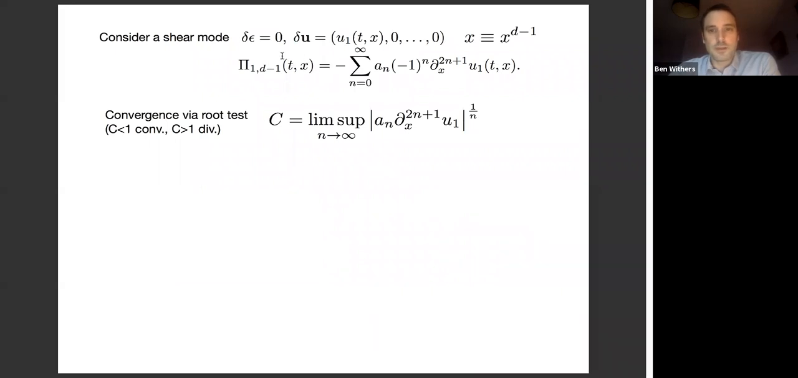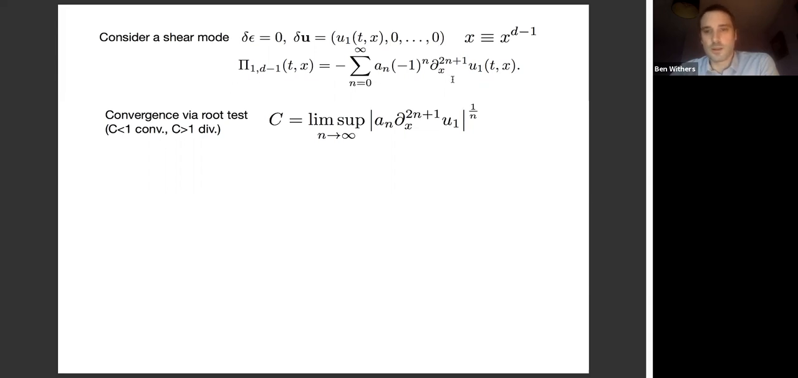Now what we want to do is consider, for example, a shear mode. So we're going to perturb around equilibrium with a delta U. This is a fluctuation of the velocity. And it's shearing because we've got the fluctuation in the first slot and the dependence is in the last slot. So this is x. So when you evaluate the contributions to the pi mu nu, this is the only contribution. It's a sum over ANs with 2n derivatives plus 1 acting on this solution U1. So this is now the constitutive relation evaluated on this shear mode.